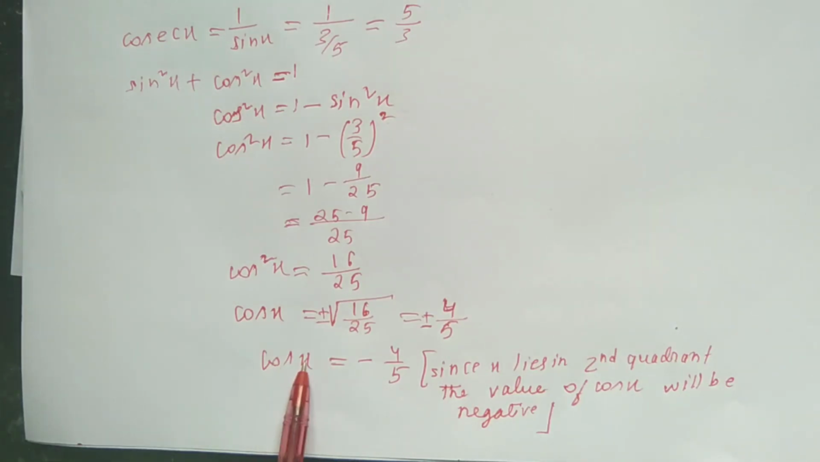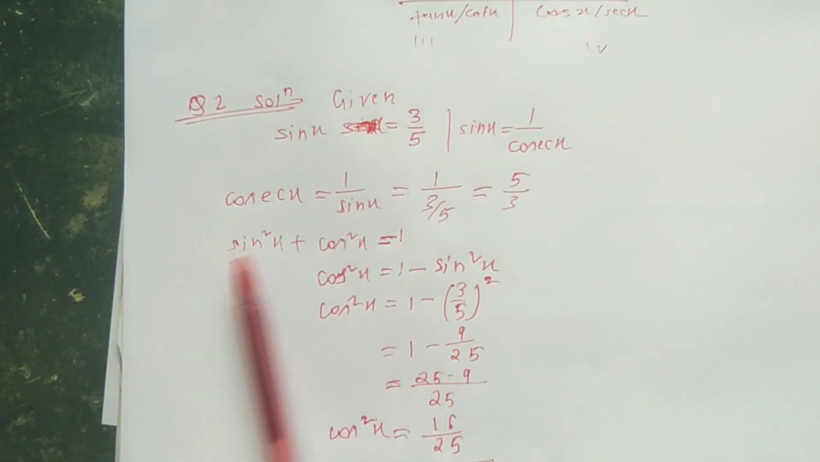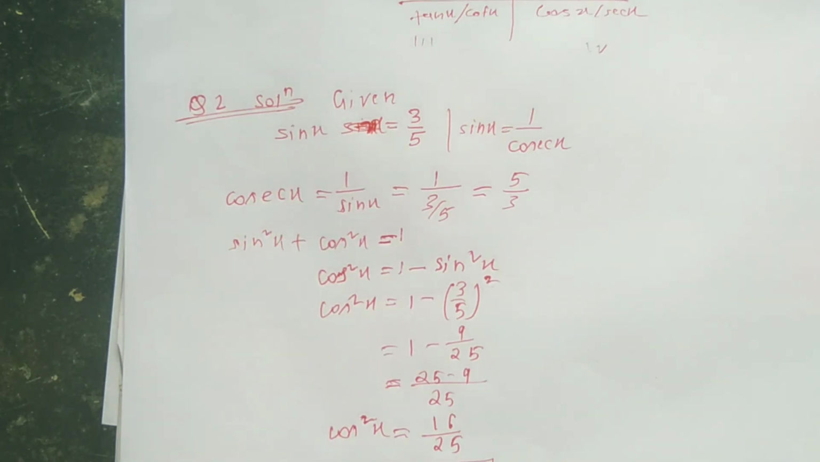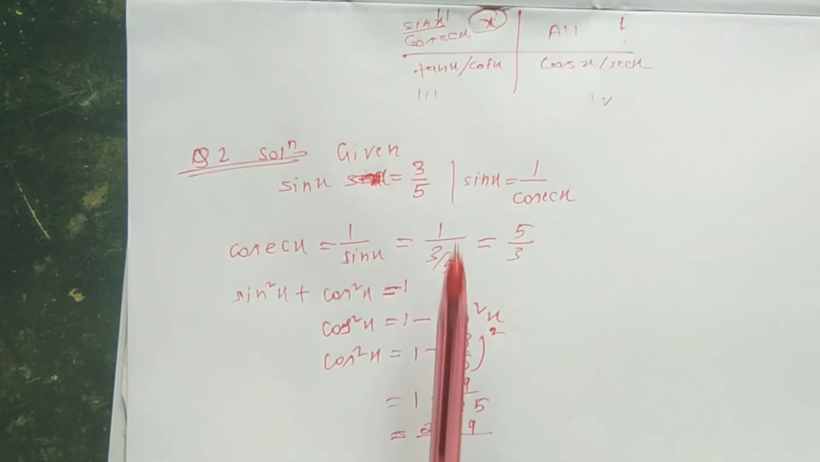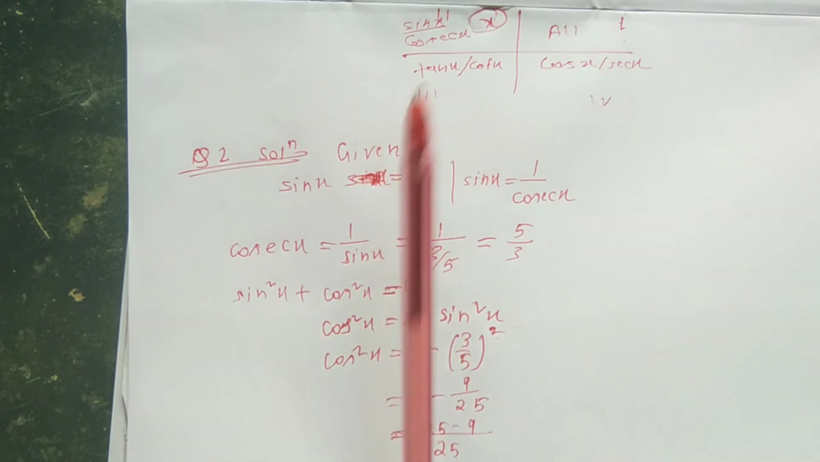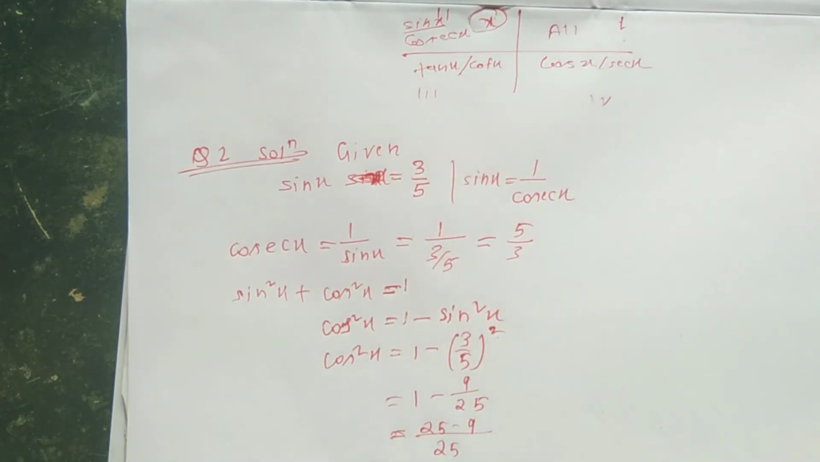So here is the condition, cos x equal to minus 4 by 5. Since x lies in second quadrant, the value of cos x will be negative. So this is the value of cos x. Now we got the value of cos x, cosec x, sin x. Again 3 more trigonometric functions are left, and those 3 trigonometric functions are tan, cot and sec.